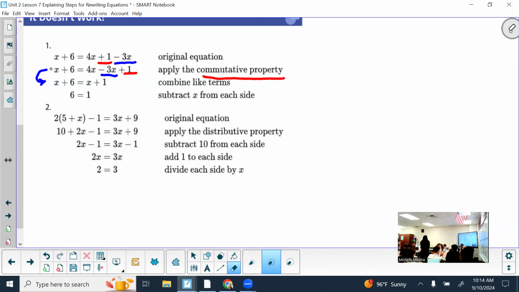So, our friend is saying that there's a mistake from this line to this line, and that the mistake was that they didn't add 3x to both sides. What did they do? They did 4x minus 3x. What is 4x minus 3x?